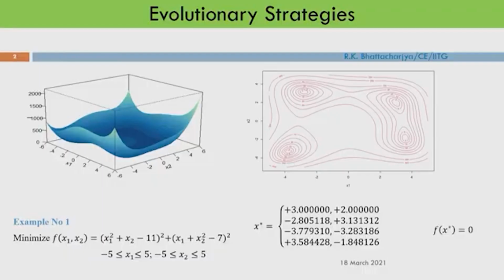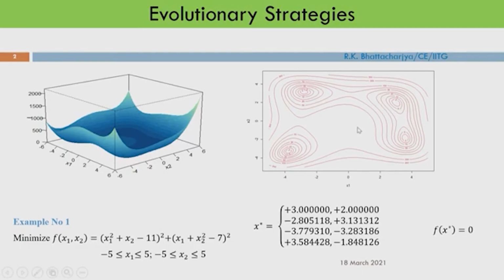The first function, as you have seen, I think you have already solved it. The function is (x1^2 + x2 - 11)^2 + (x1 + x2^2 - 7)^2, and the range of x1 and x2 is minus 5 to plus 5. As you know, this function has 4 optimal solutions, and we will try to find these optimal solutions using lambda plus mu ES.